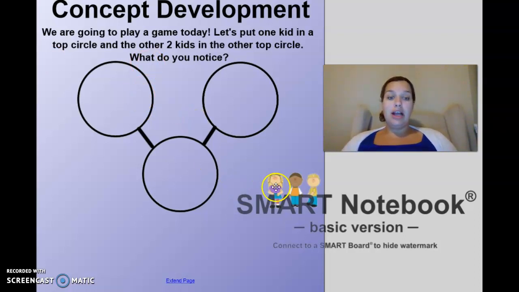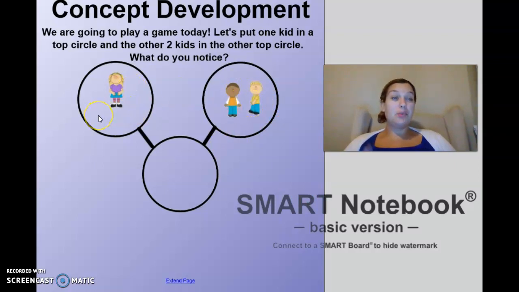We're going to put one child on the top circle and then the other 2 children on the other top circle. Now these are our 2 parts, and we'll learn more about this later. But you always want to remember that your 2 parts make your whole. And your whole is where the 2 lines come together to the 1 circle, because it's the 2 things coming down to 1, which makes our whole.